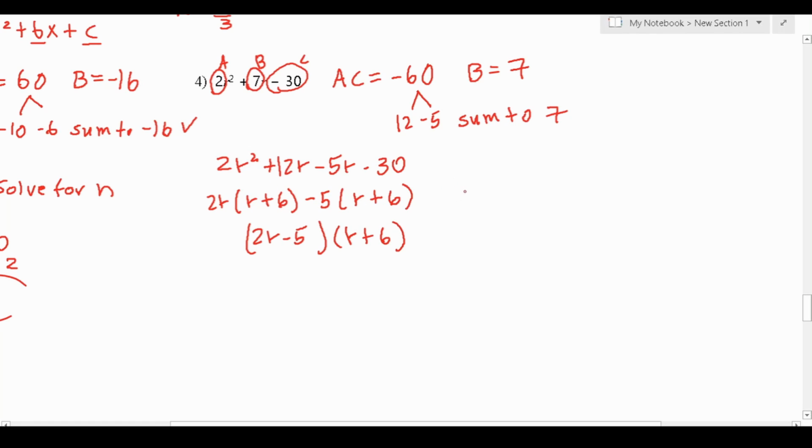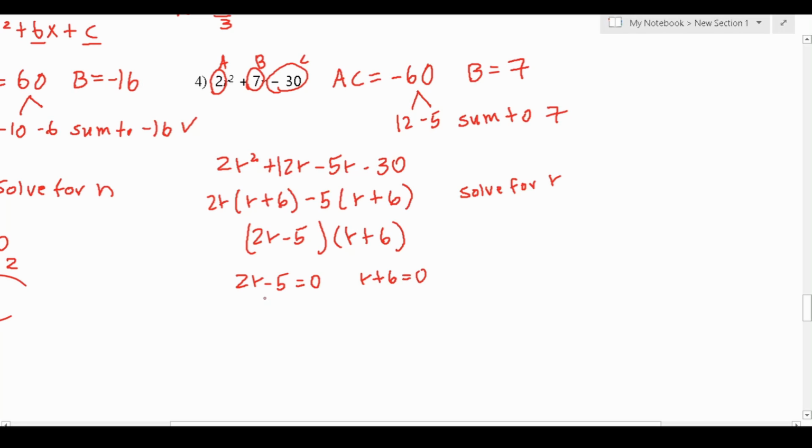That said, on the ASVAB, instead of being told to factor this, you're going to be asked to solve for r, which means you're going to have to break these apart and set them each equal to 0 and solve for r. So let's go ahead and do that. We have 2r minus 5. Let's let that be equal to 0. And r plus 6. Let's let that equal to 0.